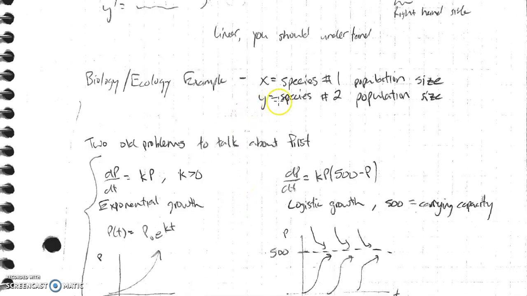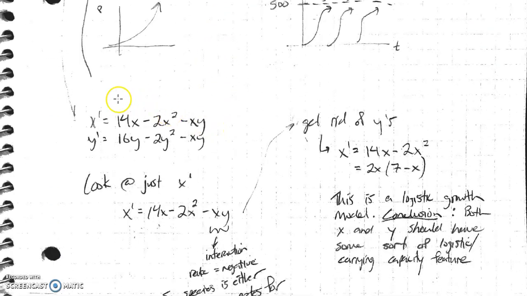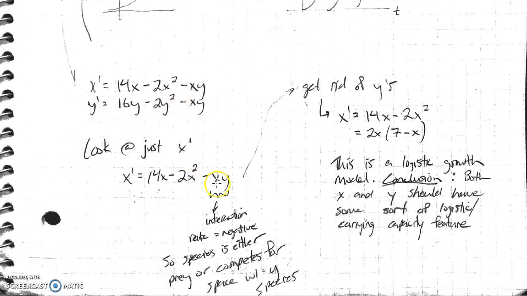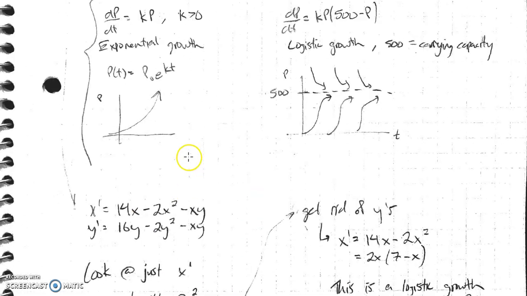What we're gonna do with this species one and species two, remember x is the population size, y is the population size. So come down here, I got this example, x prime equals this, y prime equals this. Notice that's the derivative with respect to time. So that's the rate of change of the population size for each of these. So I'm just going to inspect some things for x prime, and I think you'll see how it relates to the stuff up here.